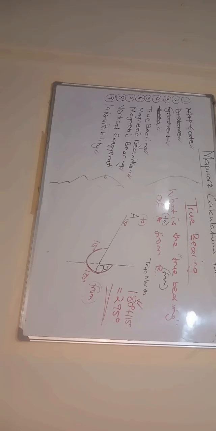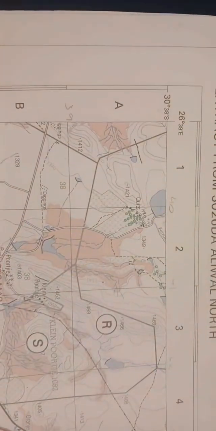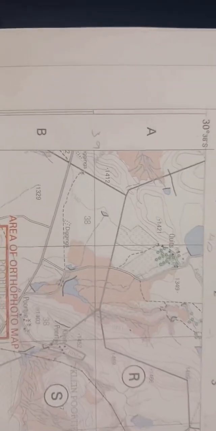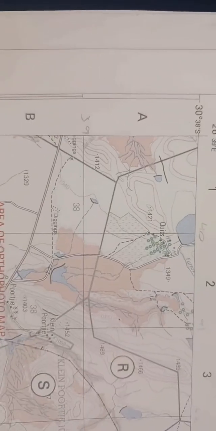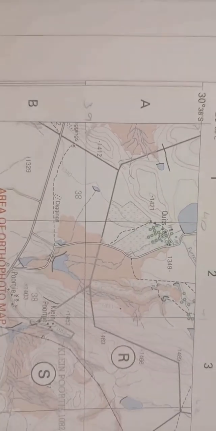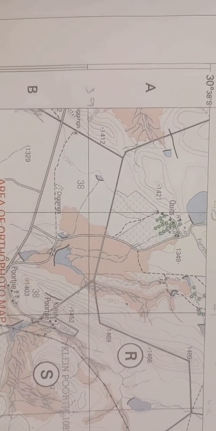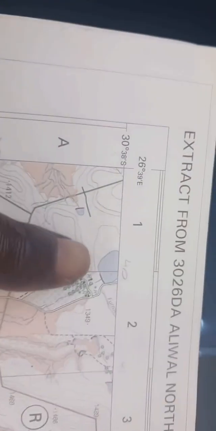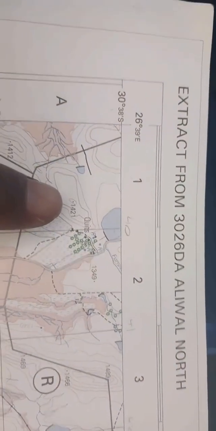So I'm going to use an example now from the map. I'm going to show you two given points. I'm going to use these two spot heights. Remember the ones that we used previously for our gradient. So we are going to calculate our true bearing of spot height 1412 from spot height 1421. So our from spot height is 1421, which means it's here. This is our from. So let me do it now.